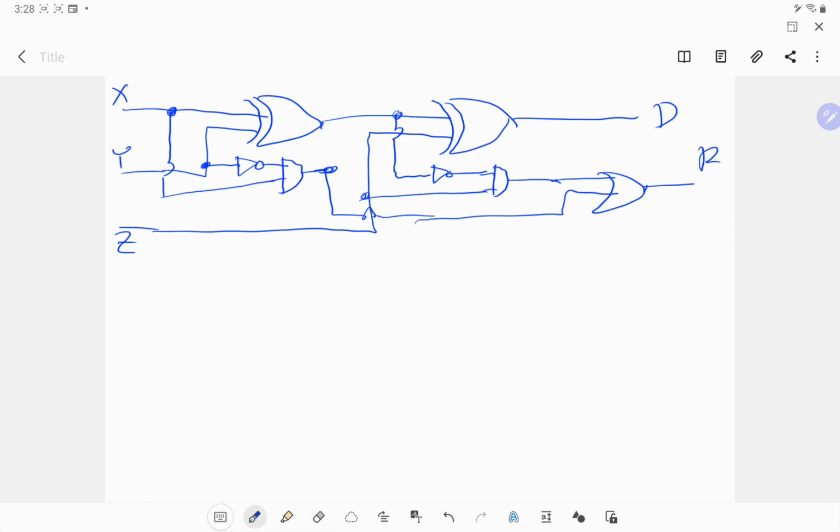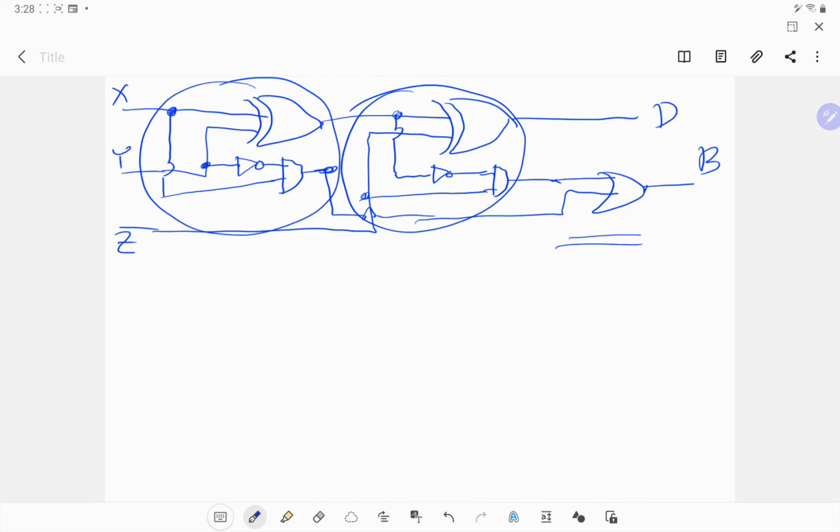That's the borrow. Now, as I already talked about, there should be 2 half subtractors in this circuit. The first half subtractor, the second half subtractor, and an OR gate. So the conclusion is that we can implement a full subtractor circuit by using 2 half subtractors and one OR gate. Thank you.